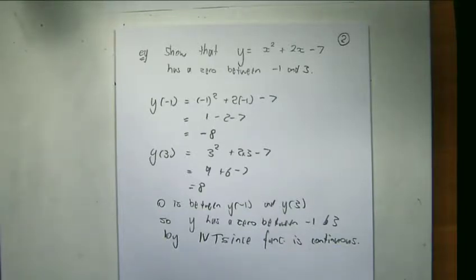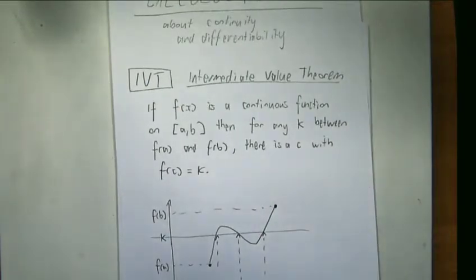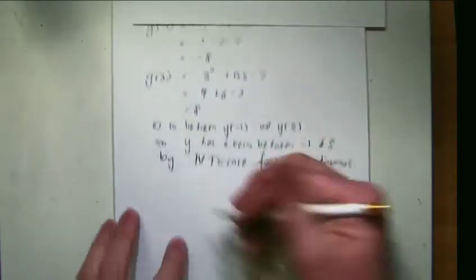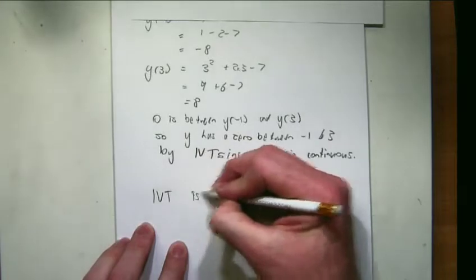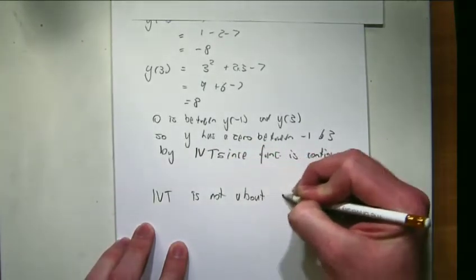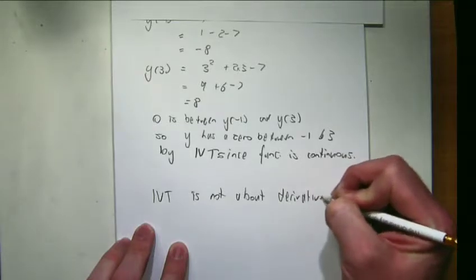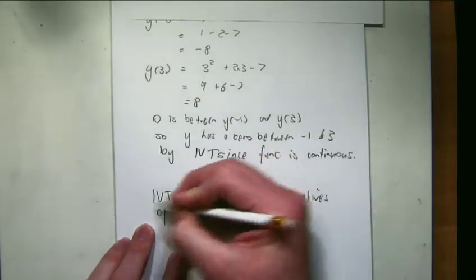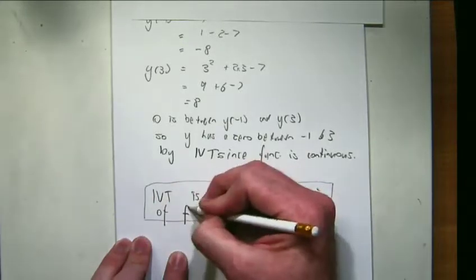To remind yourself where the intermediate value theorem belongs, it doesn't talk about derivatives at all. There is no mention of a derivative in the intermediate value theorem. So to distinguish it, the mean value theorem is about derivatives, and so is Rolle's theorem. So this is the one that's not about derivatives. So I'm just going to make that point. IVT, it's not about derivatives of f.